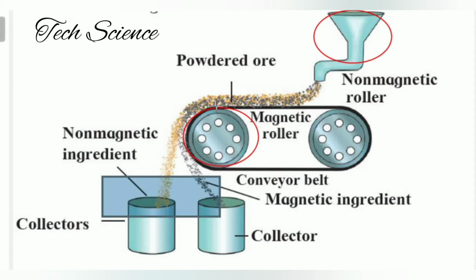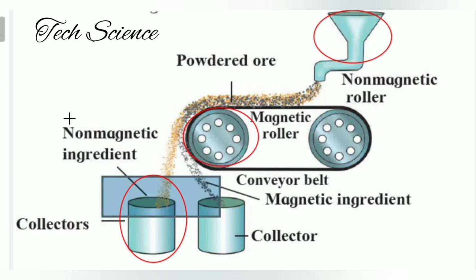Now what happens when the powdered ore comes towards the magnetic roller? Those things which are non-magnetic, it may be gangue particles, it may be impurities, of course are not attracted by this magnetic roller along with the belt. Although there is a belt wound around this magnetic roller, it has the magnetism property because of the presence of the magnetic roller. So if an ingredient is non-magnetic, it does not get attracted, and that's why it gets collected in the first collector or first vessel.